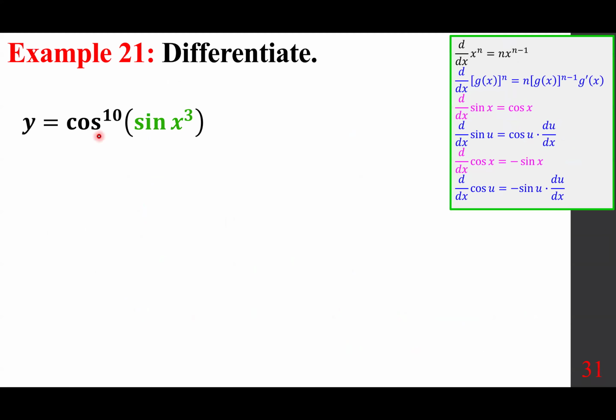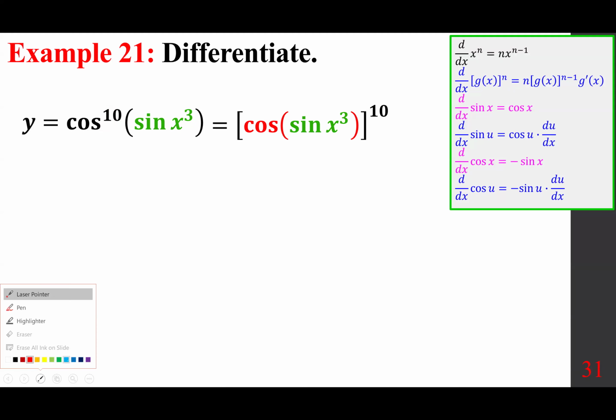Y equals cosine to the power of 10 of sine x cubed. The very first thing I want to do, I want to rewrite this so everybody can see 10 is the exponent for cosine. In other words, it's the exponent for the main function. Cosine is the main function. In fact, if you want, you can even call this g of x.